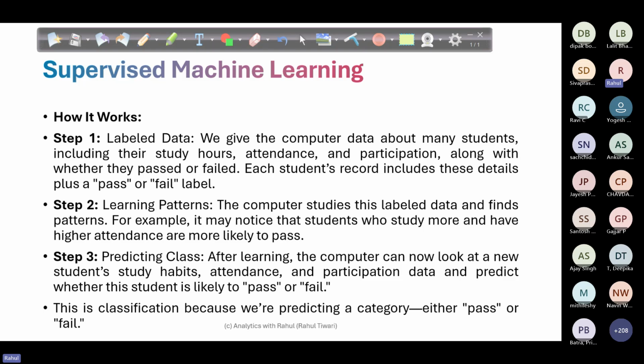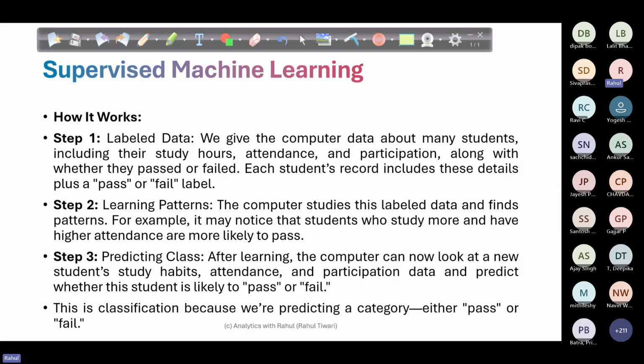For example, let's say this is a 5-year-old school. There are many learners who came over a period of time. So I have that information with me: which learner studied how many hours, what the attendance was, and so on, and whether he passed or failed. I'm going to pass that information to the machine so that the machine will learn from it. The machine will understand the pattern from that.